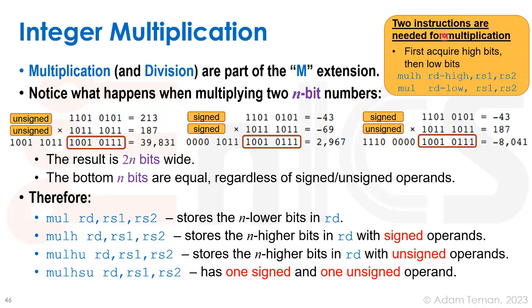So if we want to do this multiplication, we're going to first acquire the high bits with something like a mulh, storing in the destination register the 32 high bits, and then a mul that's going to store the 32 low bits.